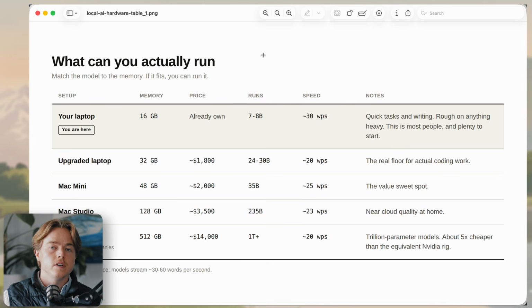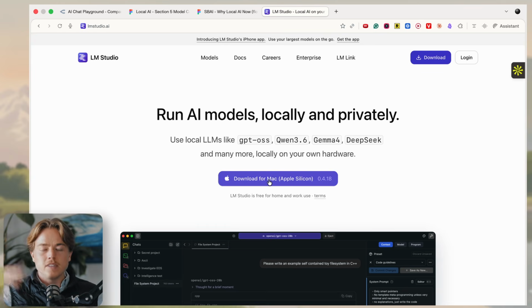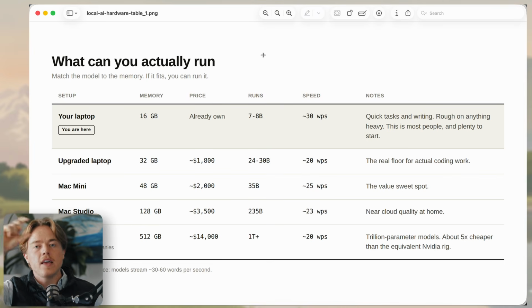So how do you actually run a local AI model? It's not as simple as using ChatGPT or Claude. There's not like a GLM 5.2 app that you can just download. But the easiest way to do it is using something called LM Studio. It's basically a big app that lets you run any of these selected open models locally once you download.